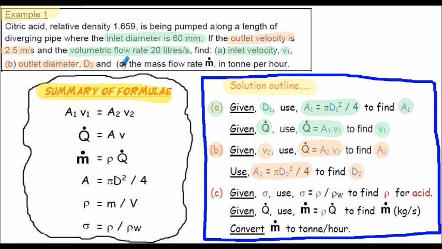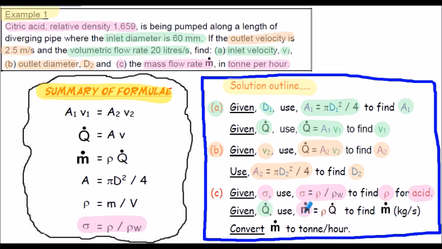And finally part C, we have to calculate the mass flow rate, symbol m dot, in tons per hour. Now in the question we're given the relative density of acetic acid, it's stated here, 1.659. So using the equation for relative density, that's the density of our substance divided by the density of fresh water, extracted here from our summary, we can rearrange to find the mass density of our acetic acid, in this case our substance.